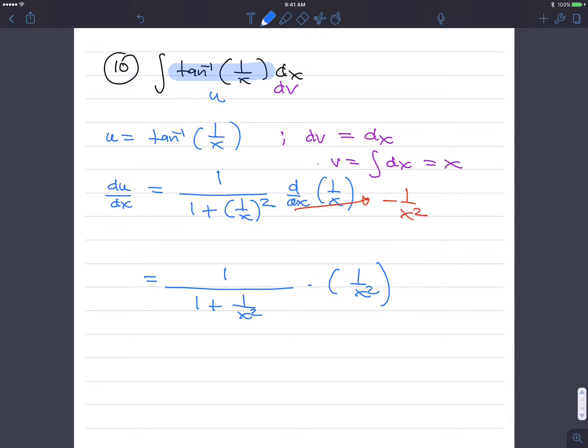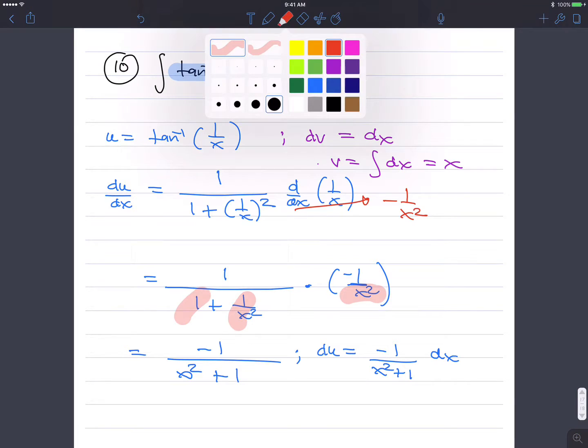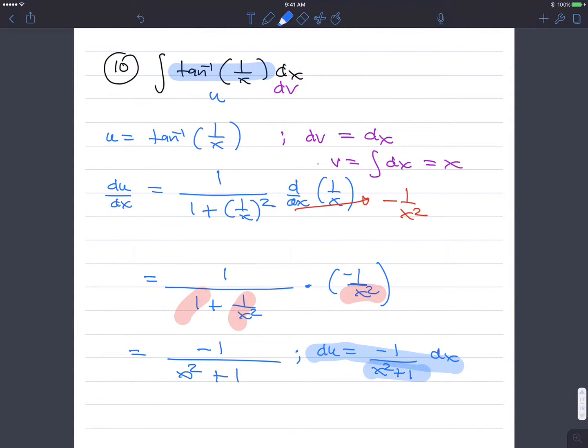The reason being, I can multiply the x squared on the bottom. We're multiplying fractions here. Let's multiply our x squared, which gets multiplied to everything on the bottom, distributed, by the way. So what you end up getting is negative 1 over x squared plus 1 by the distributive property. And so that means du will be negative 1 over x squared plus 1 dx. This is what we're looking for, right? du is this whole thing.